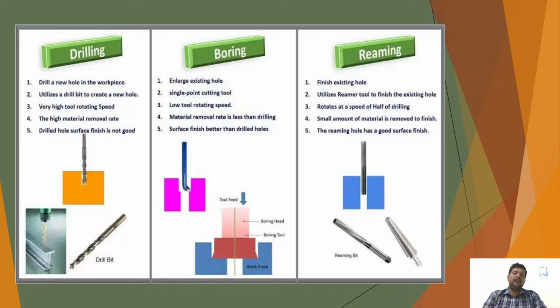Then, when we come to reaming, what will happen? I think you all know about the fit, how a male part and a female part fit together. If we want a clearance fit, if it has to move easily, we need a perfect fit, for example, an H7 G6 fit. For these we will use the reaming operation, where we make a small hole first, then put the reamer and give a perfect finishing to the hole.